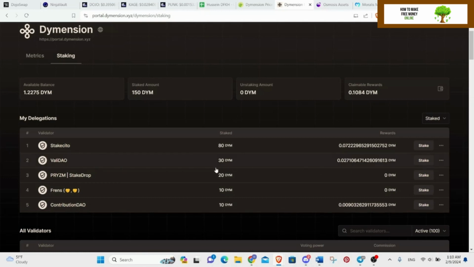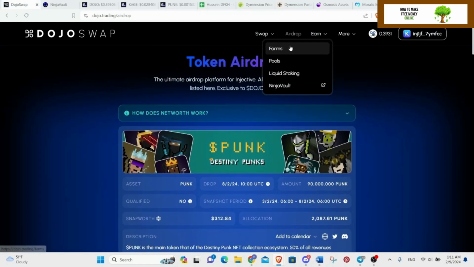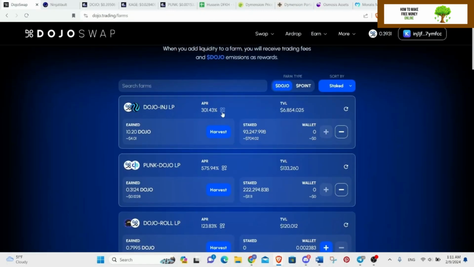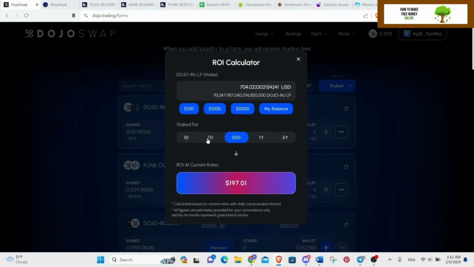ValiDAO is doing airdrops just by staking dimensions with them, dimension, and Prism too. Everyone with DAO would probably have some kind of airdrops. I was like, yeah, let's throw 10 dimension in here. And Stakesit was my favorite so far. I sold 40 tokens of dimension and I staked them in this farm. I'm getting good APR.